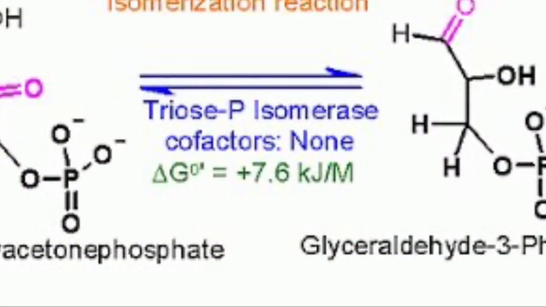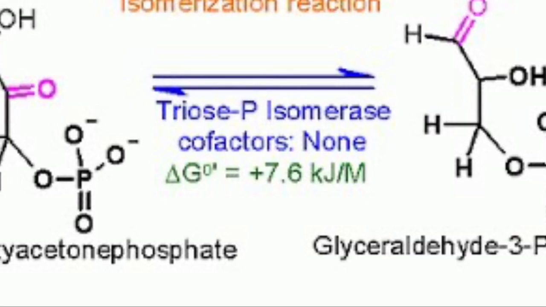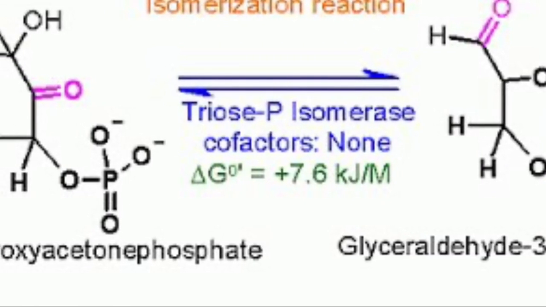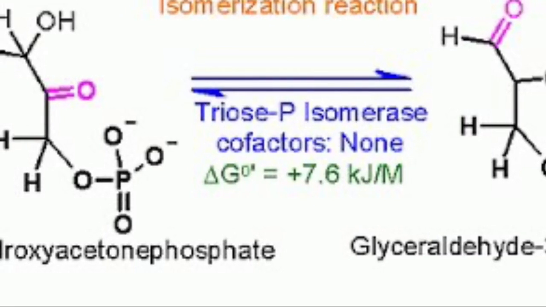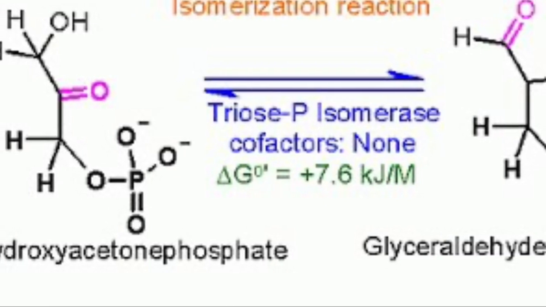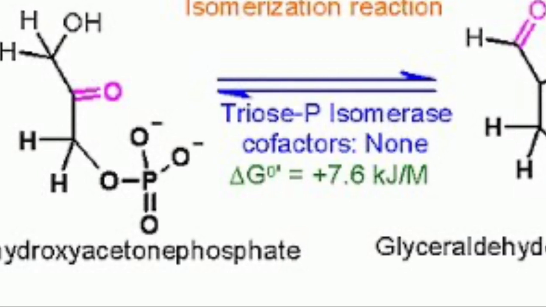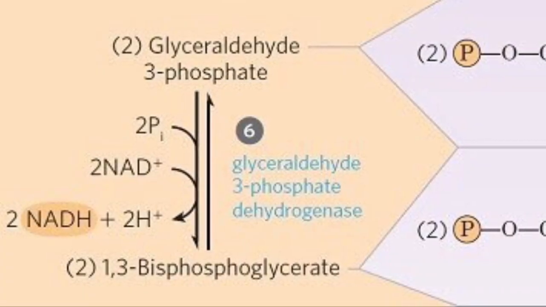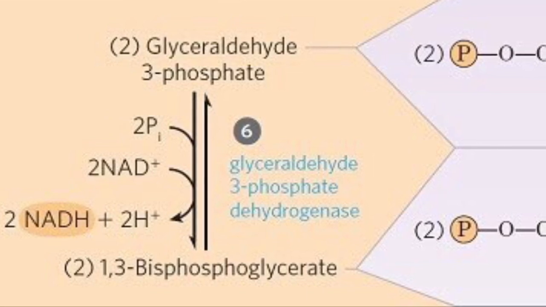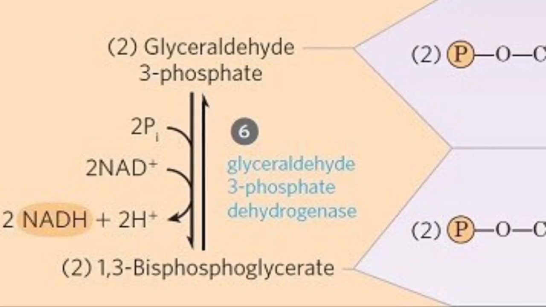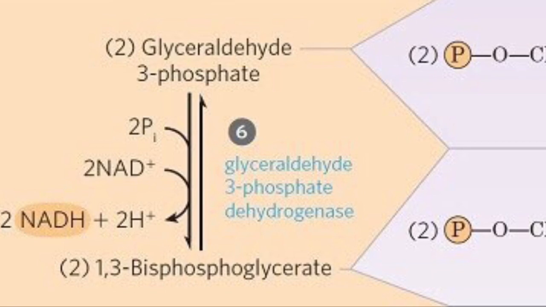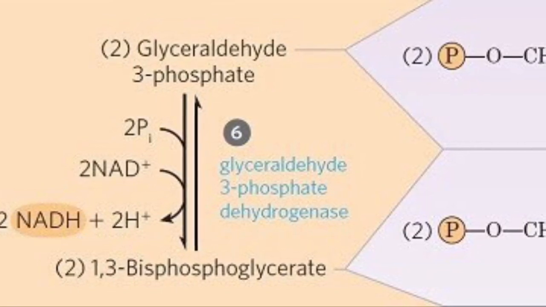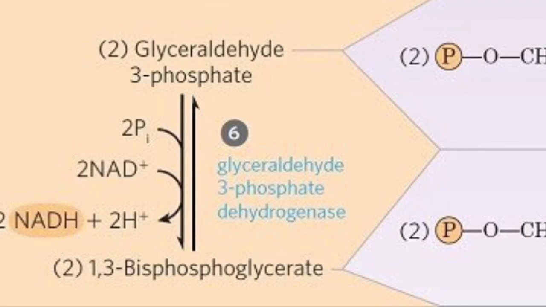The fifth step is the isomerization of dihydroxyacetone phosphate. In this step, dihydroxyacetone phosphate is isomerized into glyceraldehyde 3-phosphate in the presence of an enzyme, triose phosphate isomerase. The sixth step in glycolysis is the oxidative phosphorylation of glyceraldehyde 3-phosphate. The glyceraldehyde 3-phosphate is converted into 1,3-bisphosphoglycerate by the enzyme glyceraldehyde 3-phosphate dehydrogenase.